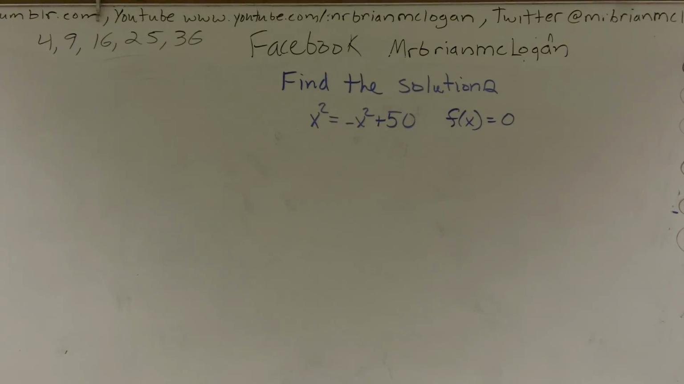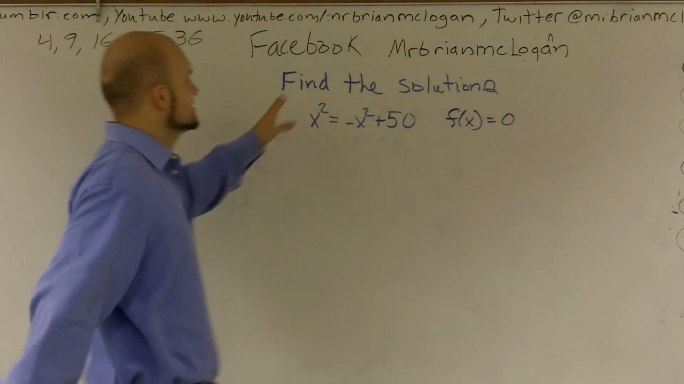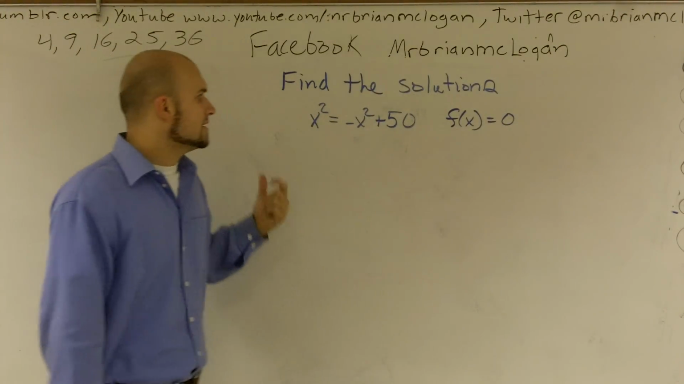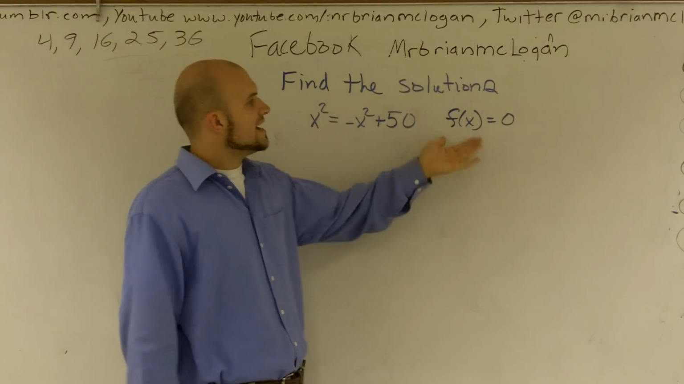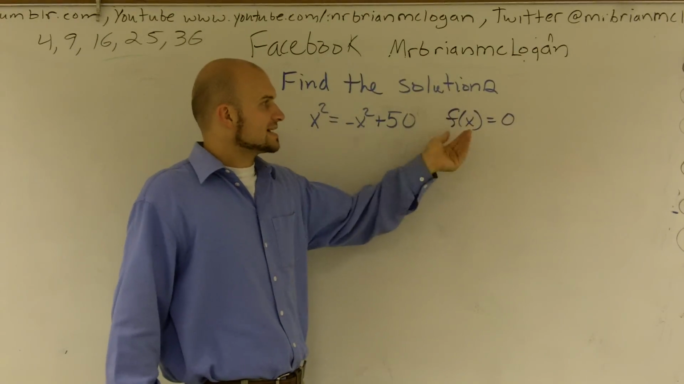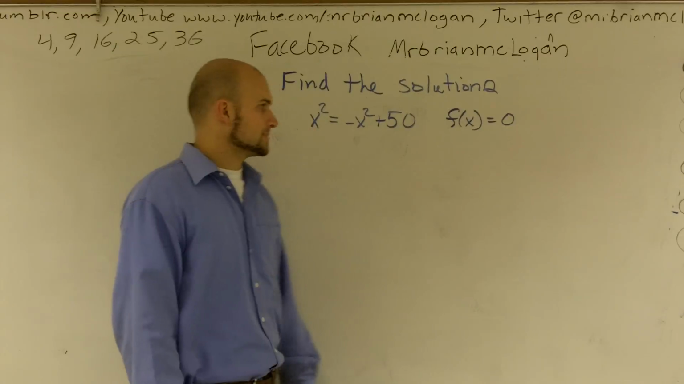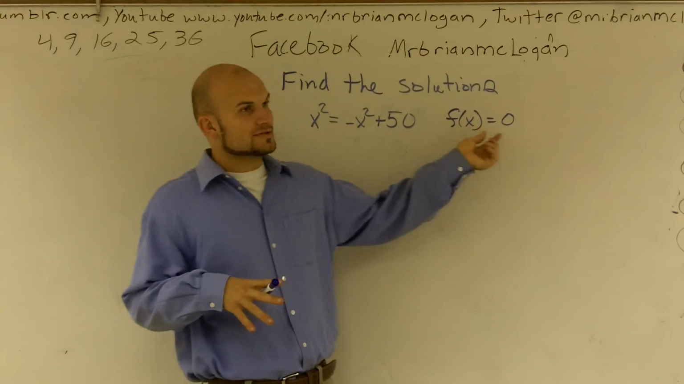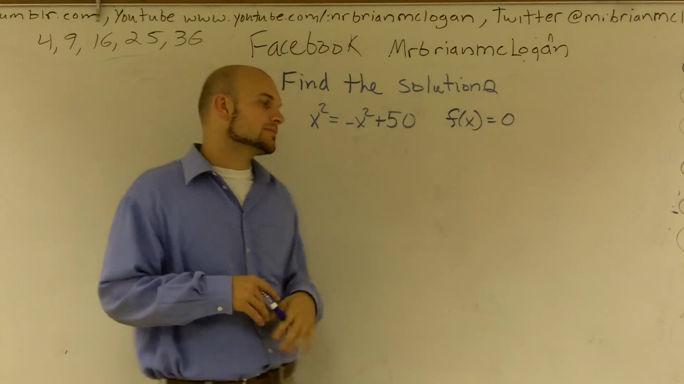All right, let's try this again. The problem is telling us to find the zeros of this function. Therefore, what they're really asking us to find is the values of x that are going to make f of x equal to 0. So we want to find out what values make f of x equal to 0.